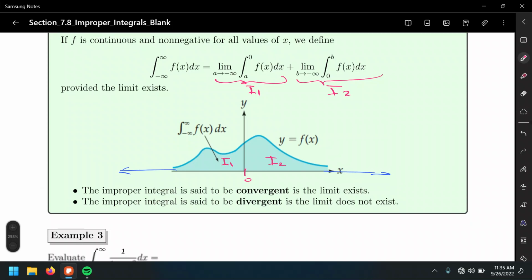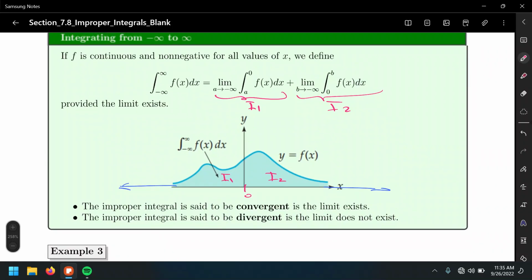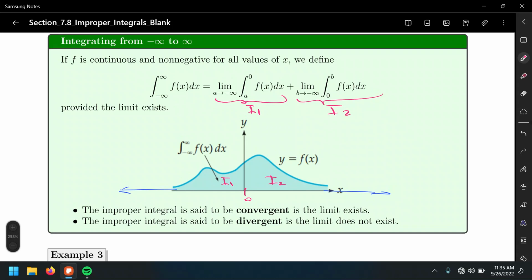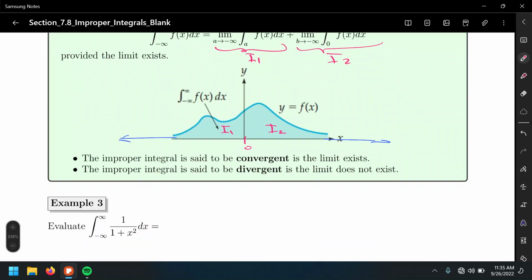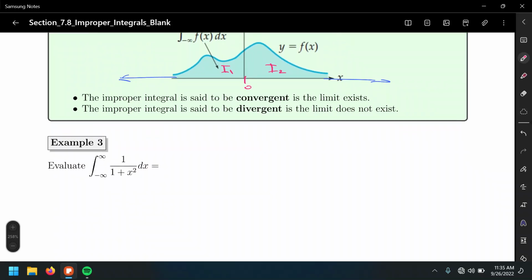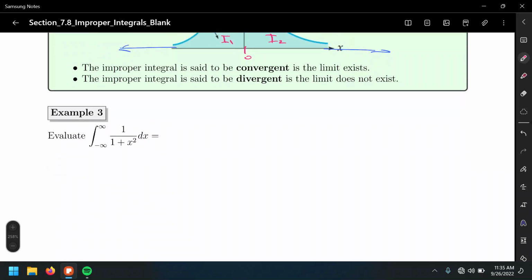All right. So again, we compute this integral. And if we get a finite value, the limit exists, that means the integral converges. But otherwise, if we get a limit equal to infinity or does not exist, the integral is said to diverge. Okay? Same idea. Now, let's have a look at this integral.